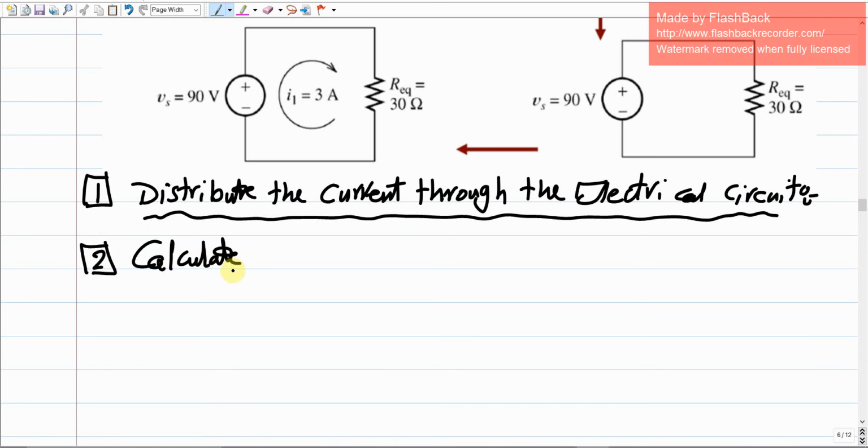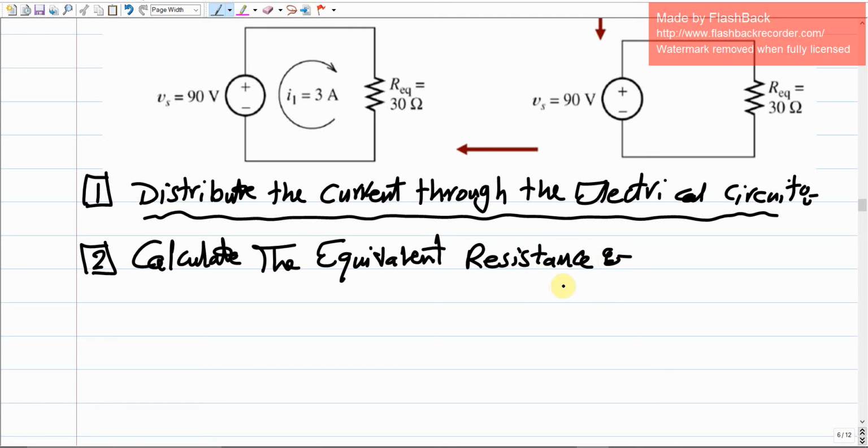Remember that here we will not apply Kirchhoff voltage law or Kirchhoff current law or Ohm's law. This is another method that we discussed before. Here we would like to calculate the equivalent resistance. So step 2, we're gonna use the equivalent resistance. Step 2 means that we calculate the equivalent resistance of this electrical circuit. Make sense?